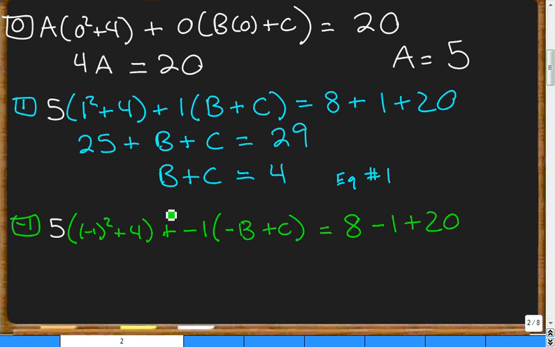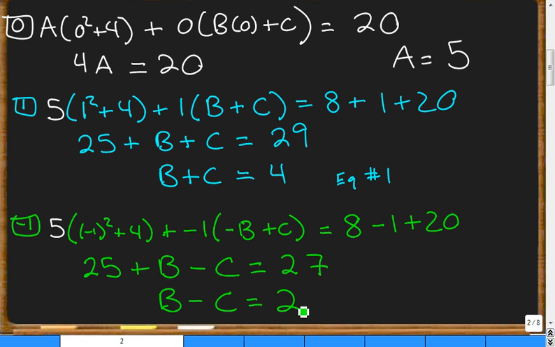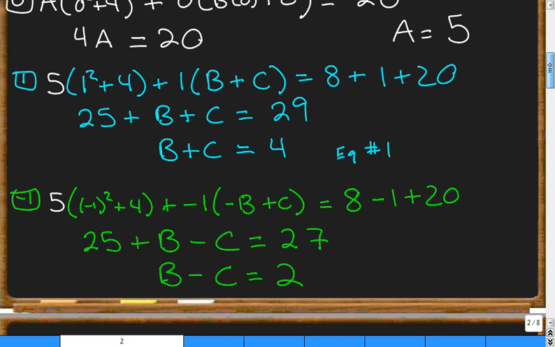So from here, we're going to continue to evaluate. 5 times 5, so we get 25. Then we have a -1 plus this, so this is going to be plus B, and then minus C, and that is going to give us 27. So we have B minus C is going to equal 2. So we have B plus C is 4, and B minus C is 2.